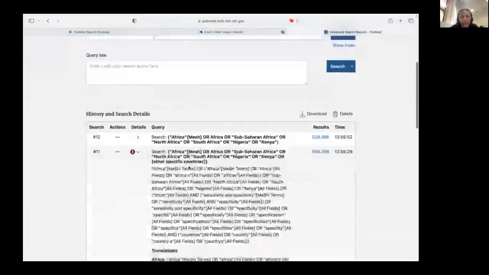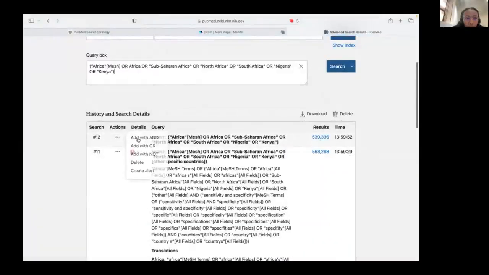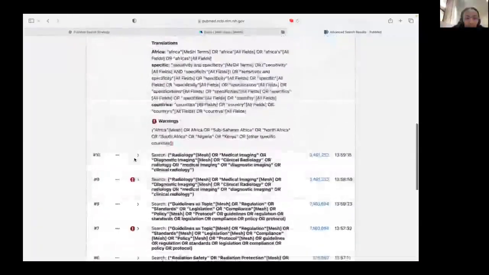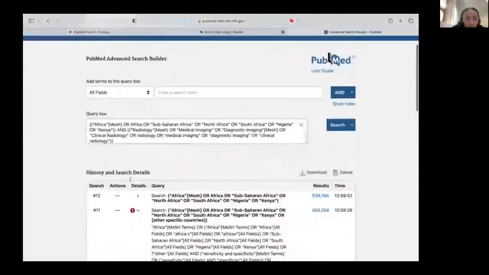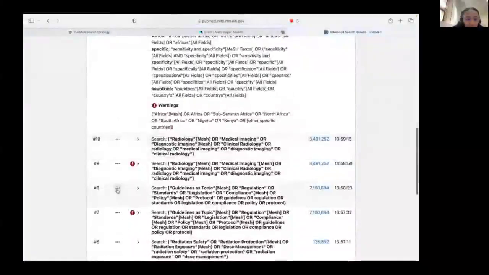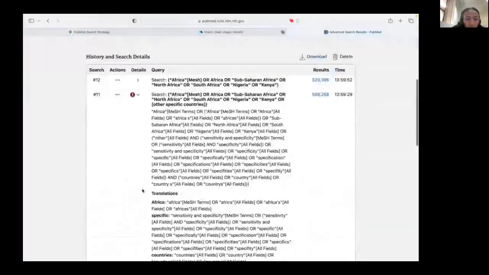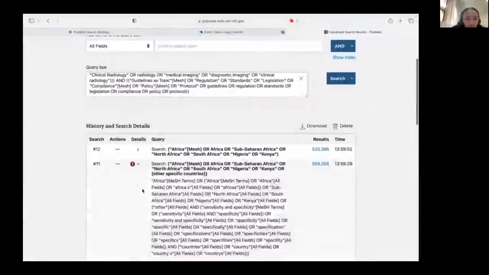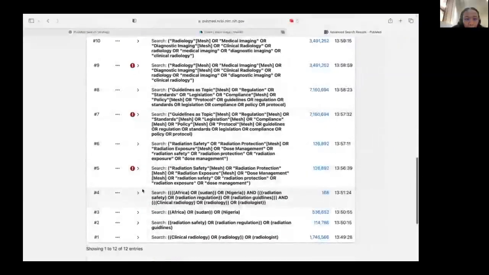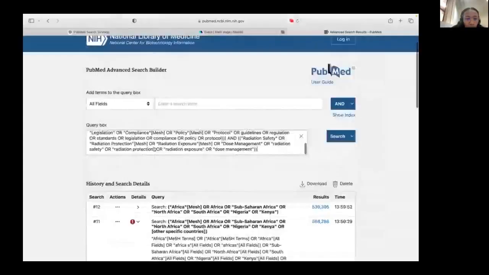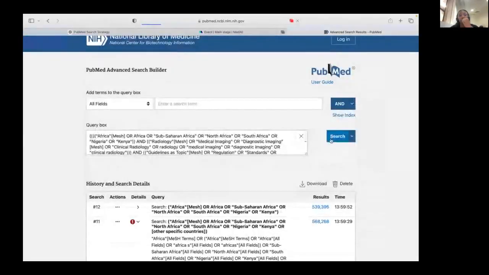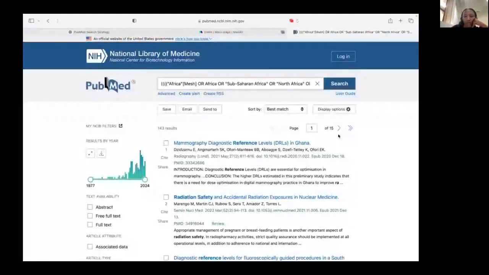And then the last thing you want to do is add everything together, with AND. So we have protocol, and then search. So that gave us 15.